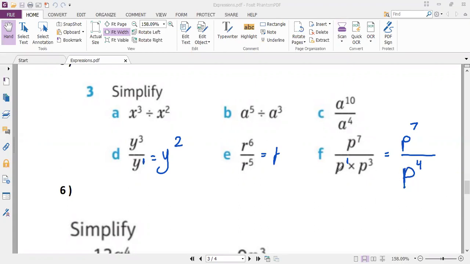When multiplying like bases, we add powers. And when dividing like bases, we subtract powers. So 7 minus 4 equals 3. So it's p raised to the power of 3.